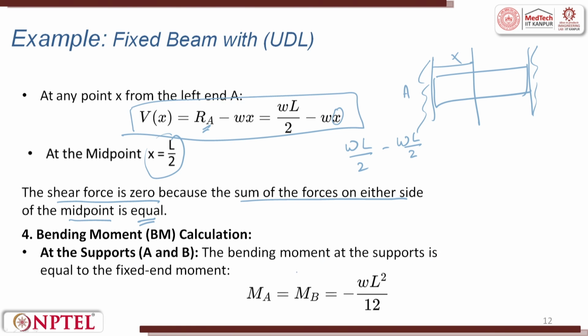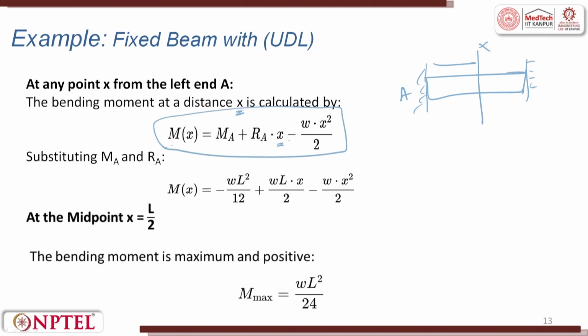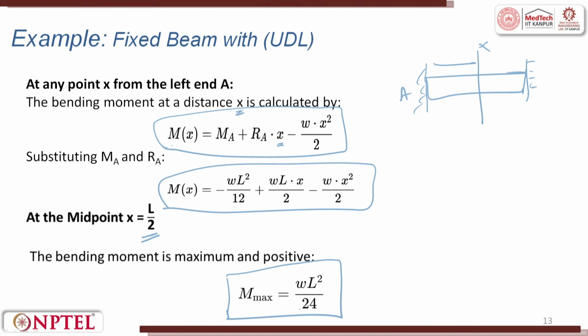The bending moment at the supports is equal to the fixed end moment, MA equal to MB, which is minus WL square by 12. L is the length. At any point X from the left end A, the bending moment at distance X is calculated by Mx equal to MA plus RA into x minus W x square by 2. Substituting MA and RA with the previous values, we get Mx, where x is taken as the midpoint. So the bending moment is maximum and positive at the midpoint, where it is WL square by 24.